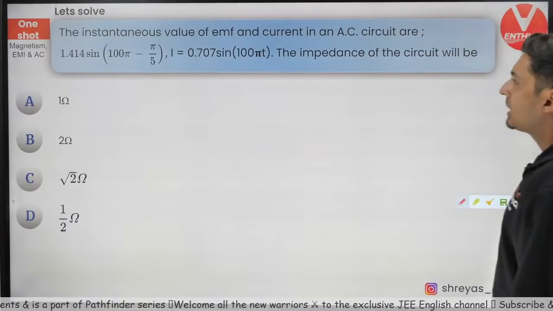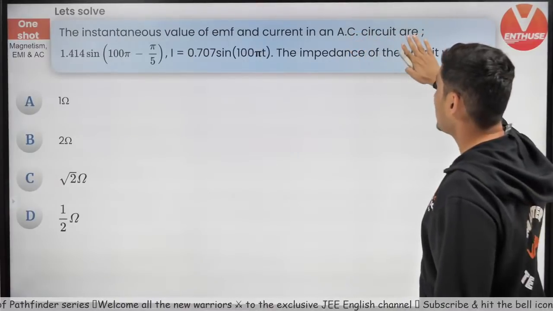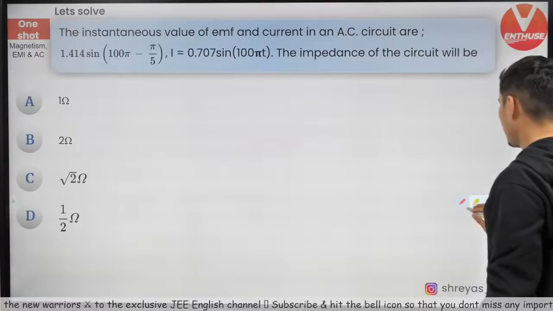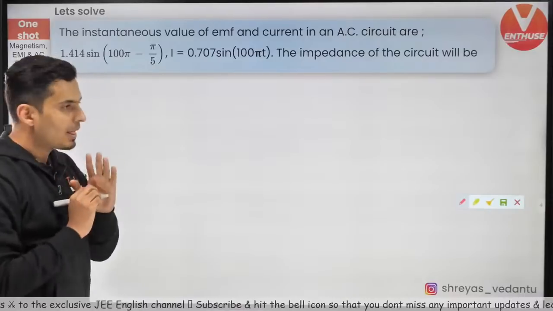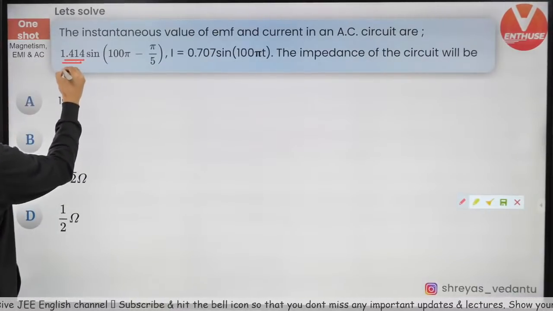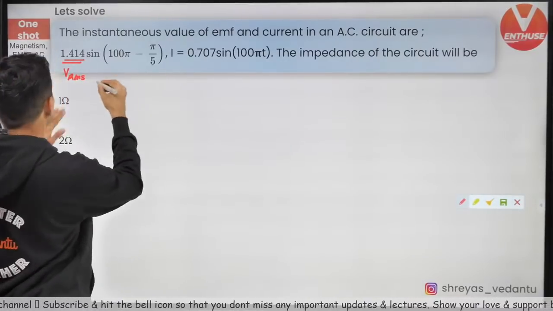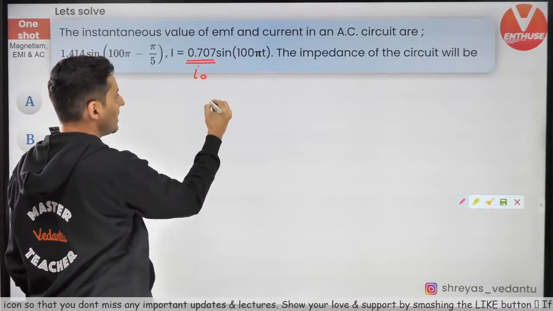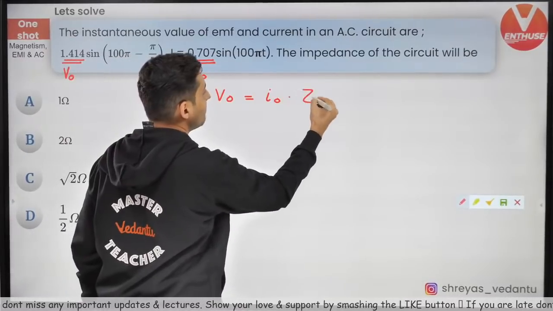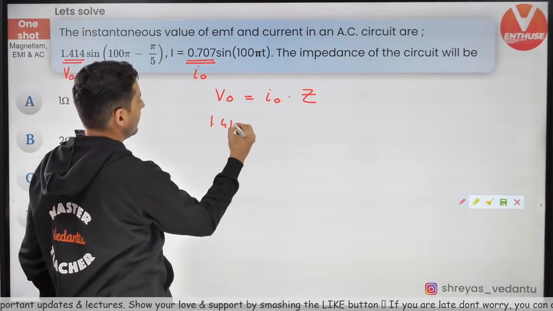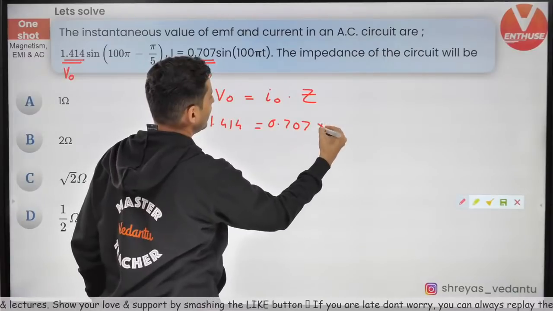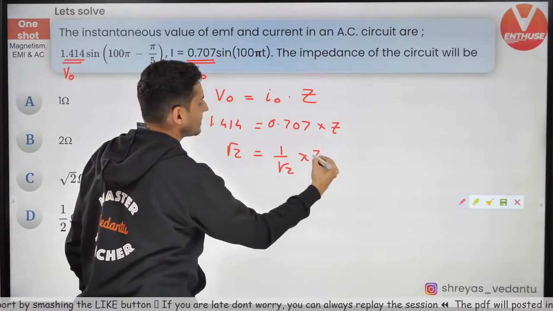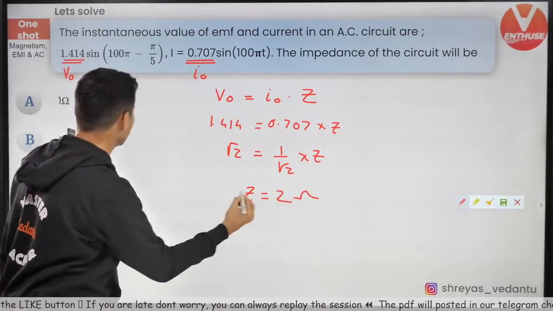Instantaneous values of EMF and current are given. This is EMF, this is current. The impedance is asked. Very interesting question. Oh, sorry, my bad. This is V0, the maximum voltage, and this is I0. And I just told you V0 is I0 into impedance. So V0 is 1.414, I0 is 0.707 into Z. Wait a minute, 1.414 is root 2, and 0.707 is 1 by root 2 into Z. So Z will be root 2 into root 2, which is 2 ohms. So the answer is 2 ohms.